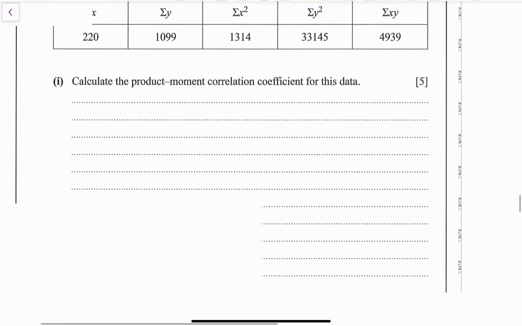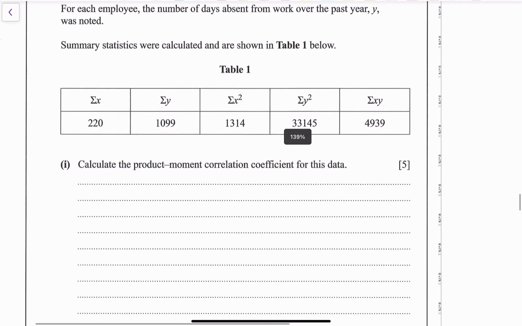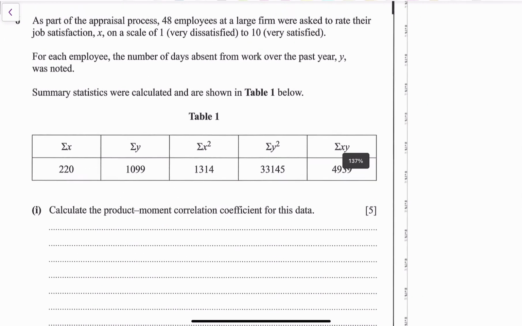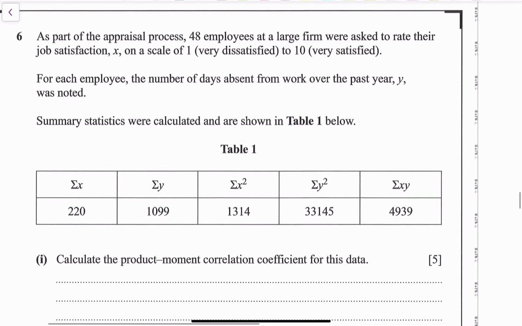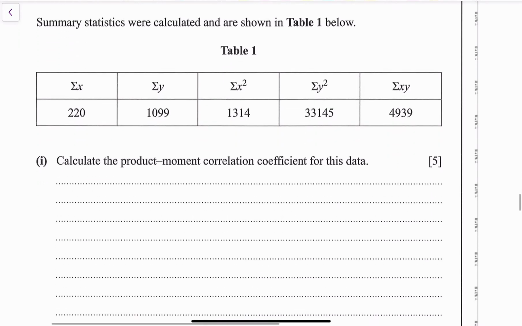Nasty wee Venn diagram, what is it? No, it's not. Nasty regression calculation. Okay. Right, it says here, as part of the appraisal process, 48 employees at a large firm were asked to rate their job satisfaction X on a scale of 1 to 10. For each employee, the number of days absent for work over the past year, Y, was noted. Summary statistics were calculated. Calculate the product moment correlation coefficient for this data.